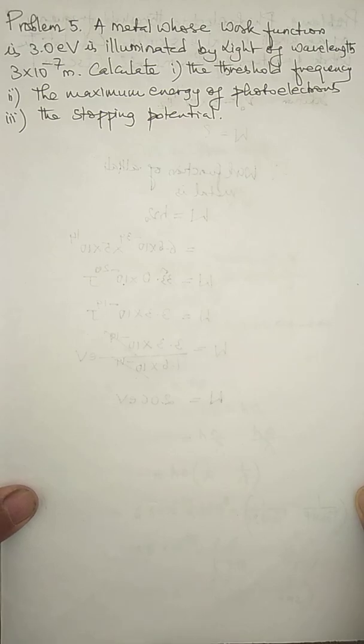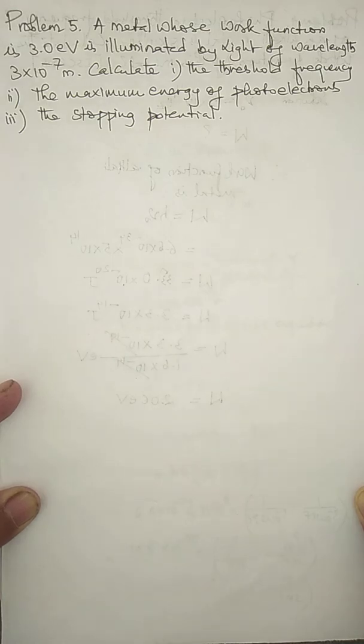Alright, dear children of class 12 science, we will move to the next numerical problem, that is problem number 5. This is also a problem based on Einstein's photoelectric equation. Especially, in this problem we calculate the threshold frequency, the maximum kinetic energy, and even there is a factor called stopping potential, also called cutoff potential.